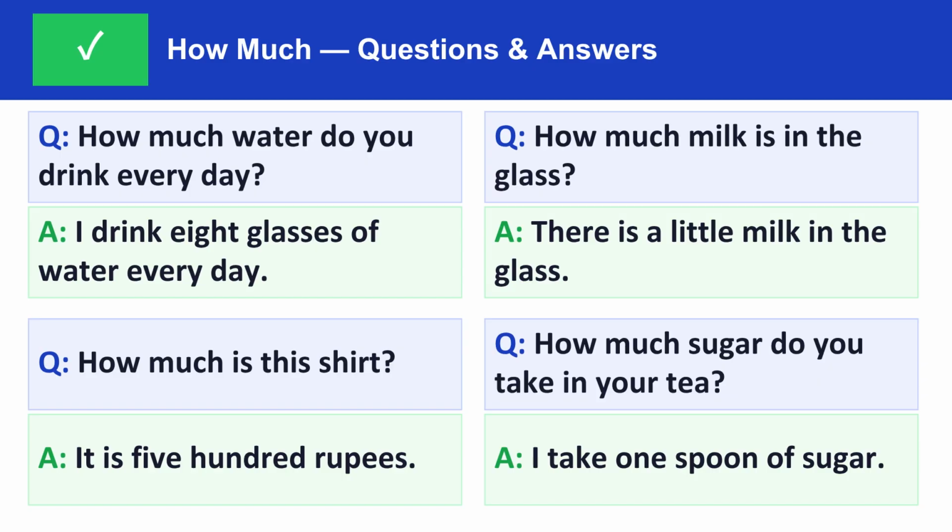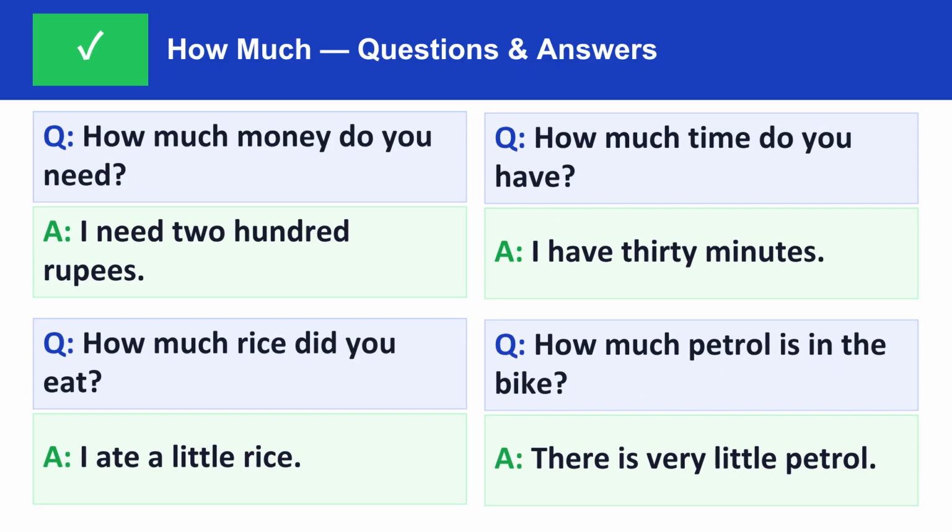Question: how much sugar do you take in your tea? Answer: I take 1 spoon of sugar. Question: how much money do you need? Answer: I need 200 rupees. Question: how much rice did you eat? Answer: I ate a little rice.